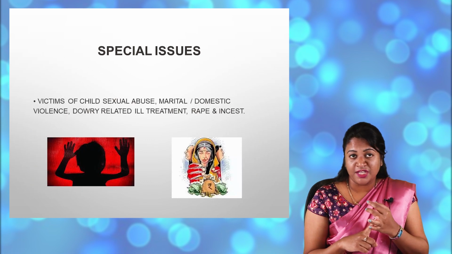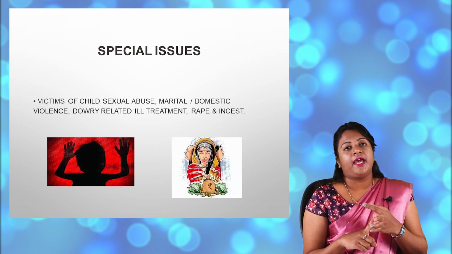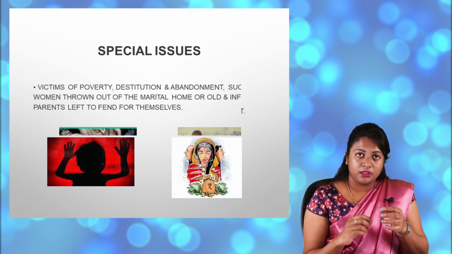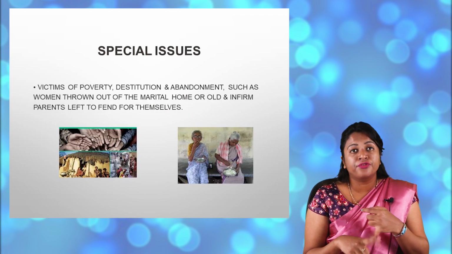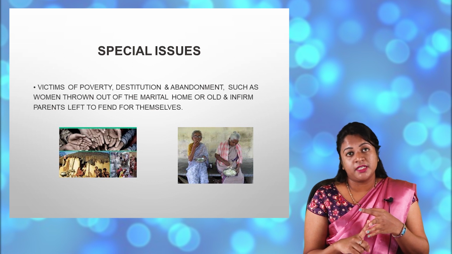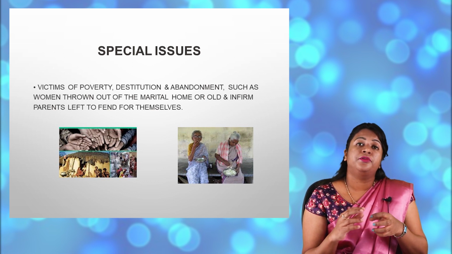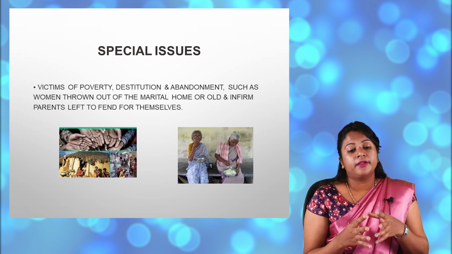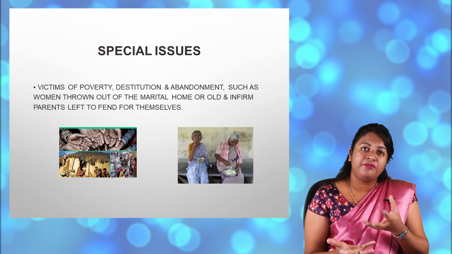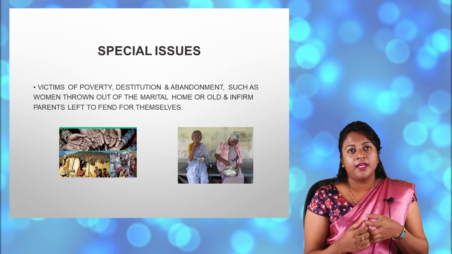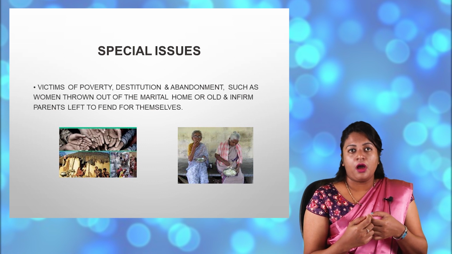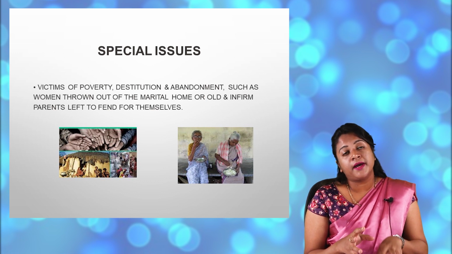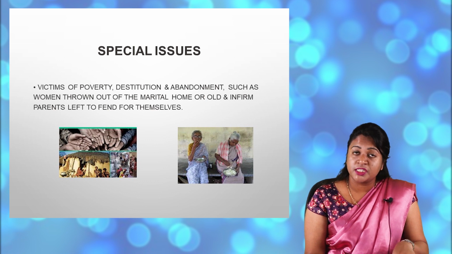Another thing which happens for the women is dowry related ill treatment and rape and incest. So these are some of the issues which are closely related to the mental health of the individual. Another special issue is victims of poverty or destitution or abandonment. There are women who are put out of their marital life, or there are old people who are just left abandoned, or such a group will have to feed themselves, or are left out on the streets to fend for themselves. So this is another issue which requires a lot of mental health services.